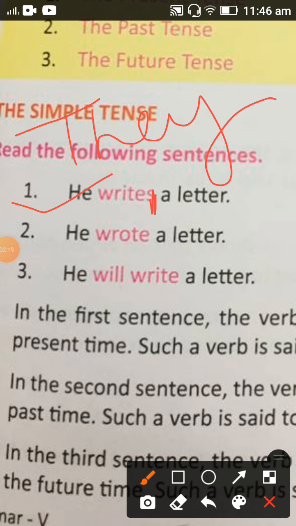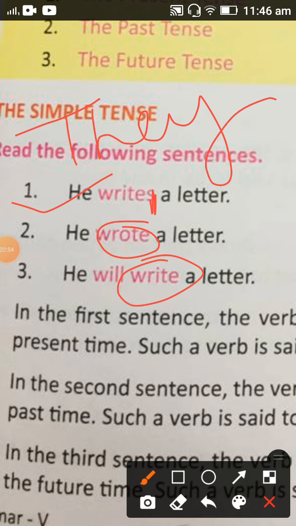And now come to simple past. In simple past we use the second form of the verb: he wrote a letter. This will be the same with singular as well as with plural. And the third one is: he will write a letter. This is future tense. This will also be the same whether he, she, or whatever subject there is, the form will be the same. So only in present tense we have to keep in mind that we write s with the singular subjects, not with plurals.